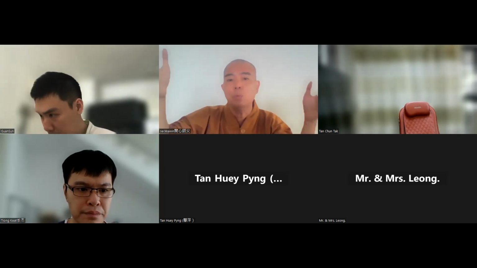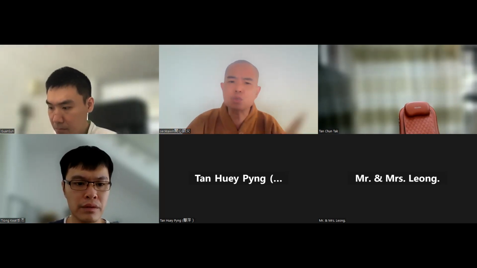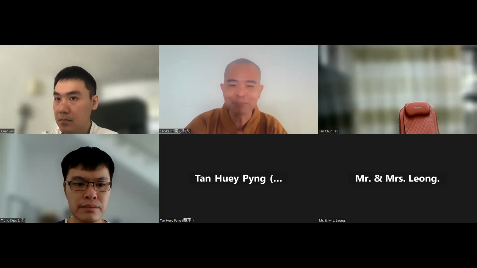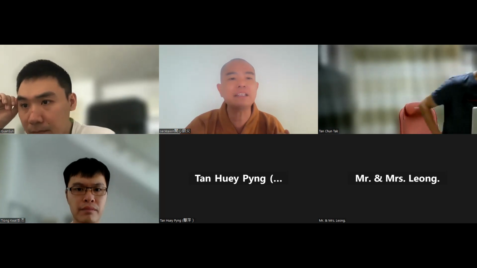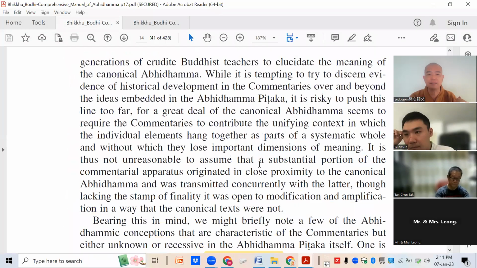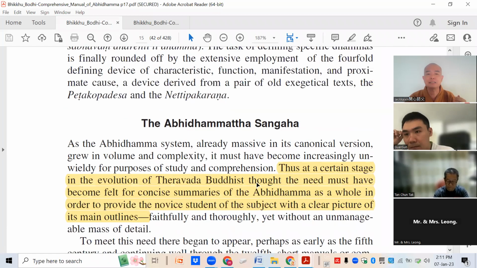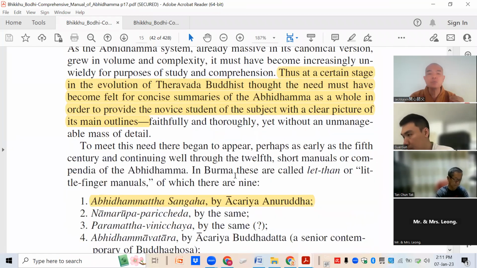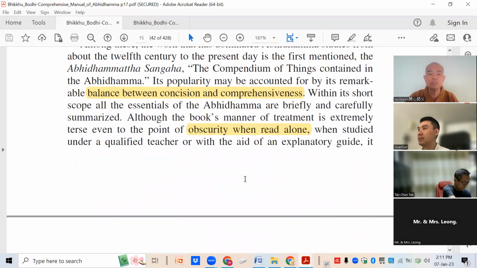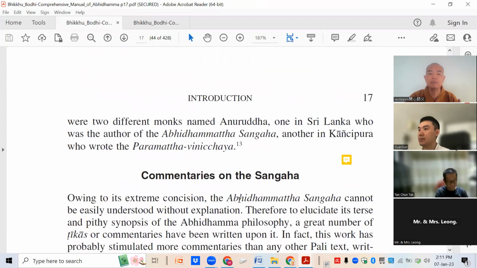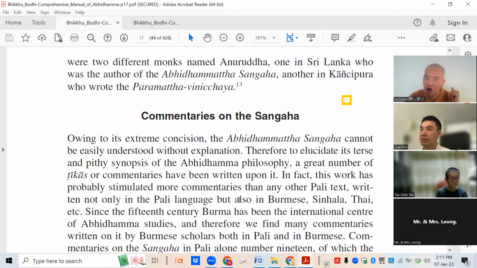But once we combine all this together, it's too much work already. So people tried to rewrite everything, and that is what we call a summary. That is the Abhidhammattha Sangaha by Acariya Anuruddha. This is the version we are going to use. But since the summary is too simple, finally we need some more commentary on the Sangaha.